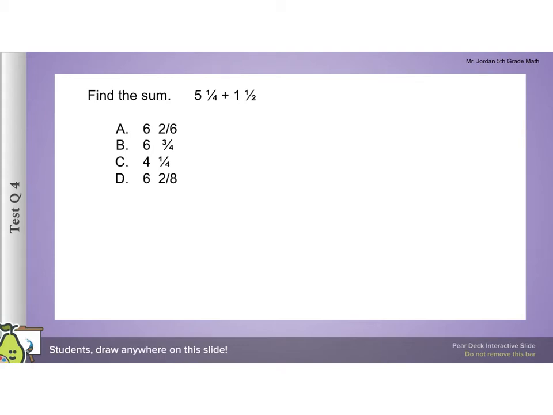Find the sum. So we have 5 1/4 plus 1 1/2. I suggest you isolate the whole numbers. So it's 5 plus 1 equals 6. So you can have 6.